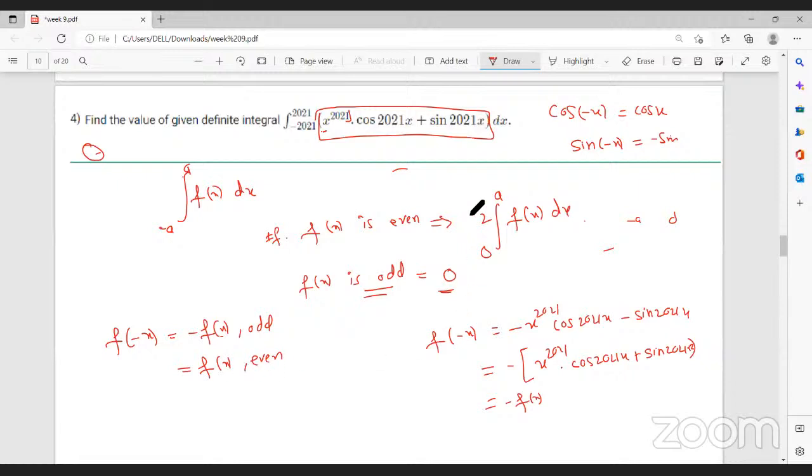Okay. Any doubt in this problem? Anyone? No, sir. Because we can use this property in complex integrals also.